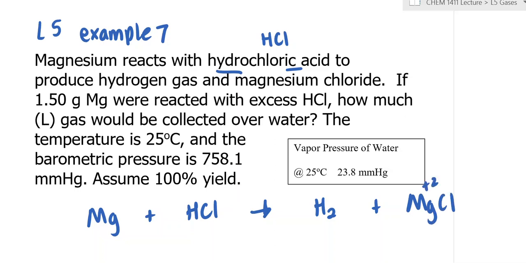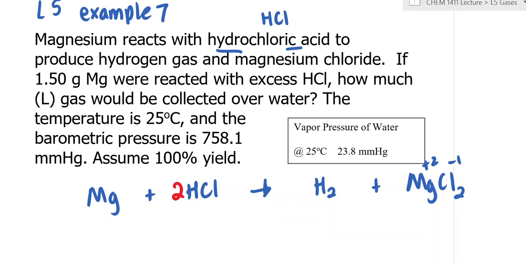We need to look at the charges on this ionic formula in order to get the correct formula. It's neutral. Then we're going to balance it like so, and then we'll put our amounts on here. We have 1.50 grams of magnesium, excess hydrochloric acid, and we're interested in how many liters of hydrogen gas are made.